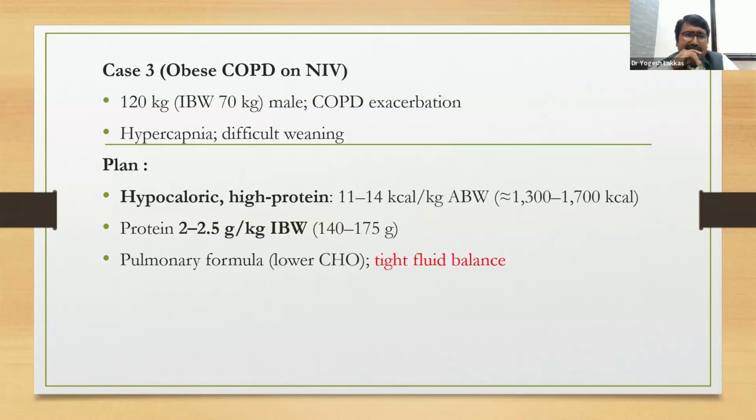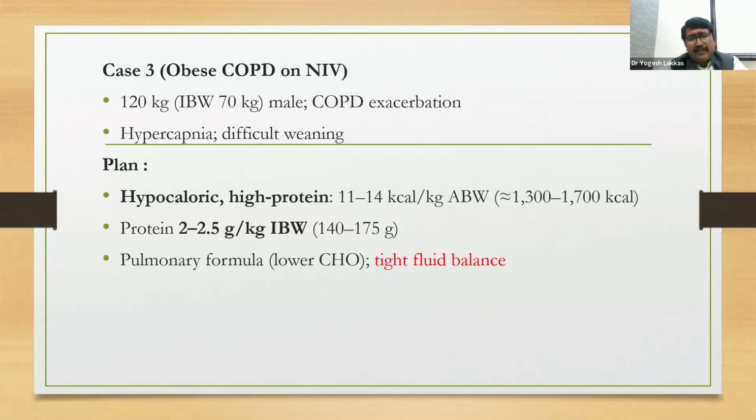Case 3, we can see that it is an obese COPD patient on NIV. The weight of the patient is 120. Ideal body weight is 70 kilogram, male. COPD with exacerbation. Hypercapnia is there. Difficult weaning is there. What will be the nutrition plan in such a patient?